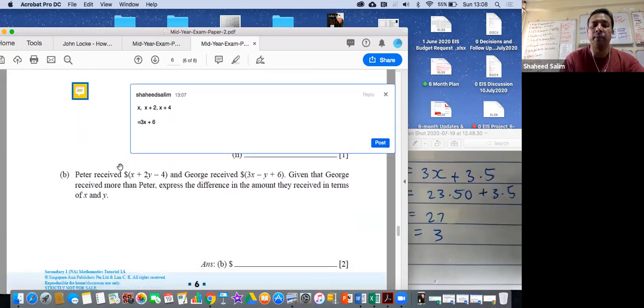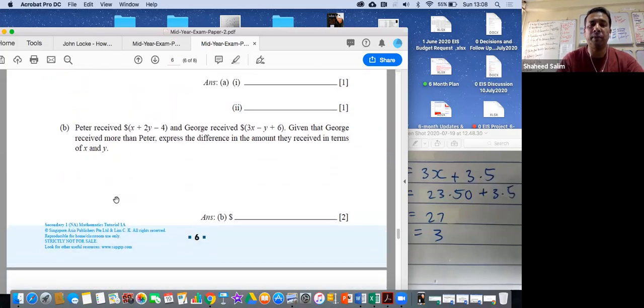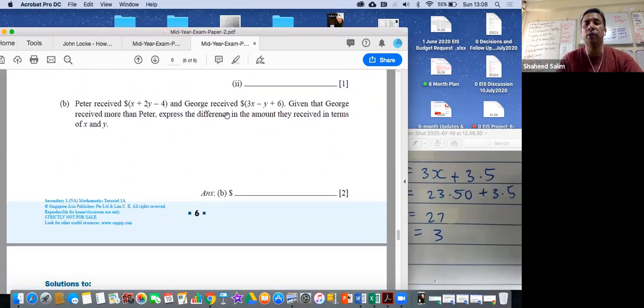Now down here. Peter received this amount. George received this amount. George, have you done this? Not yet. Okay. George received more than Peter. So express the difference. Take this minus this, that's all. So you minus and tell me what's the answer.